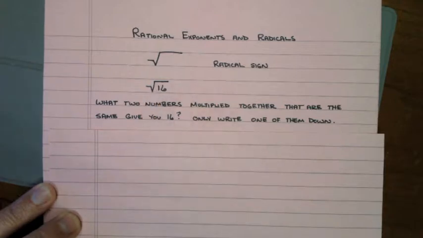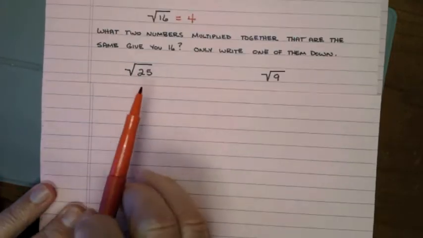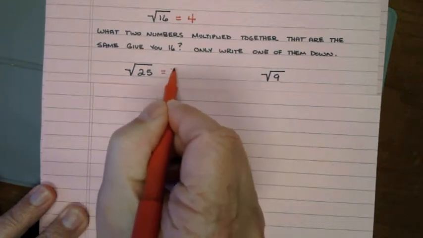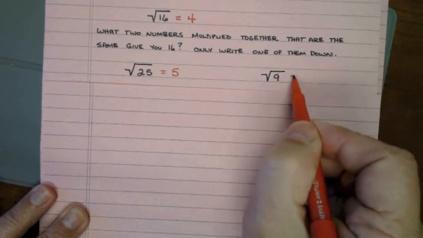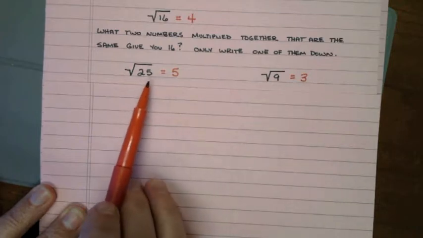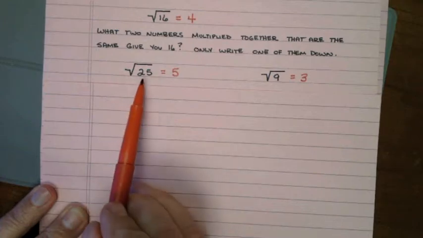So what are two numbers that multiply together to give me 16? Well, 2 and 8. But the two numbers have to be the same. What two numbers are the same, multiply together to give you 16? That would be 4 times 4. But how many of those numbers do I write down? Only one. What two numbers are exactly the same, multiply together to give me 25? 5. What two numbers are exactly the same that multiply together to give me 9? Only write one of them down. 3. 3 times 3 is 9. I only have to write one of them down. 5 times 5 is 25. These radical symbols are telling us to find numbers that multiply together to get the number up under the radical symbol.